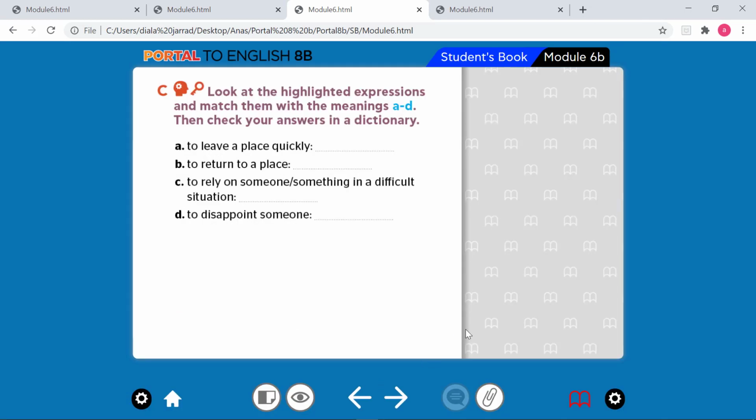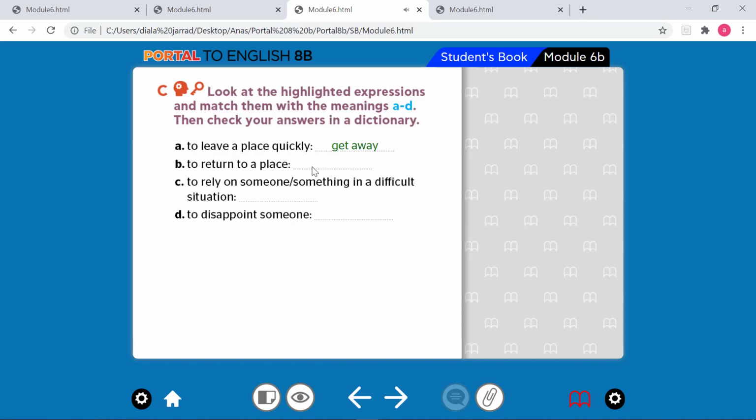So now let's look at exercise C. Try to answer the questions and match them with the meanings A to D. To leave a place quickly, it means to get away.